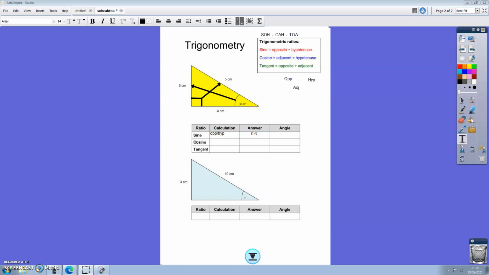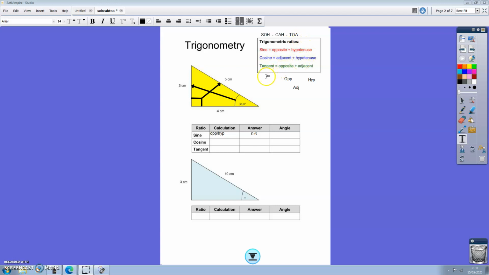If it's not a right angled triangle, you can't use trigonometry, you have to use the sine rule. We're not going to look at the sine rule today, just right angled triangles and using SOH-CAH-TOA. SOH-CAH-TOA relates to the trigonometric ratios listed up here. SOH is sine of the angle equals the opposite divided by the hypotenuse. Cosine of the angle equals adjacent divided by hypotenuse, and the tangent of the angle equals opposite divided by adjacent.